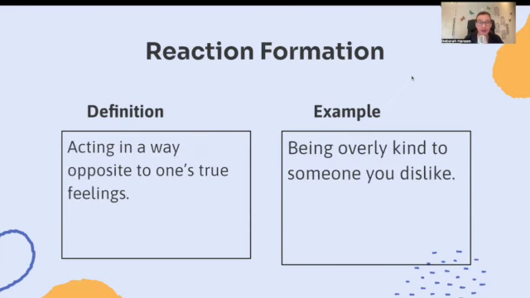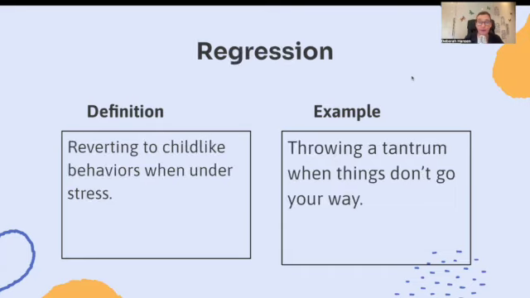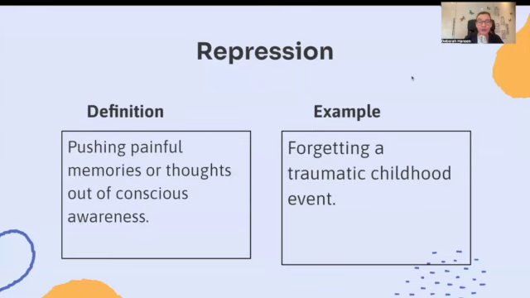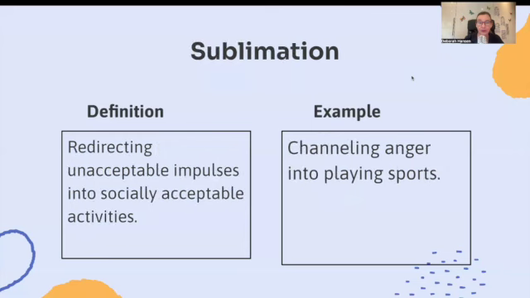Reaction formation, the definition is acting in a way opposite to one's true feelings. For example, being overly kind to someone you dislike. Regression, the definition is reverting to childlike behaviors when under stress. For example, throwing a tantrum when things don't go your way. Repression, the definition is pushing painful memories or thoughts out of your conscious awareness. Example, forgetting a traumatic childhood event. Sublimation, the definition is redirecting unacceptable impulses into socially acceptable activities. For example, channeling your anger into playing sports.